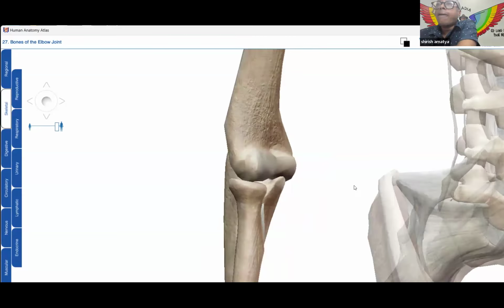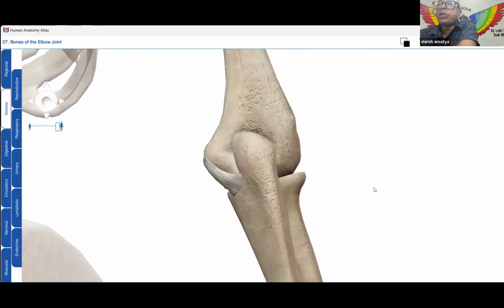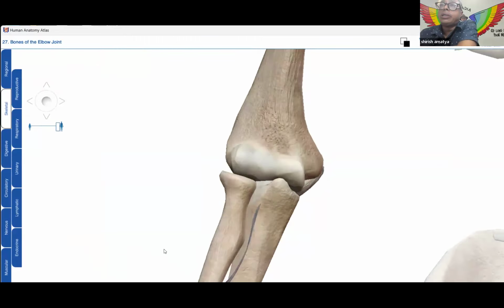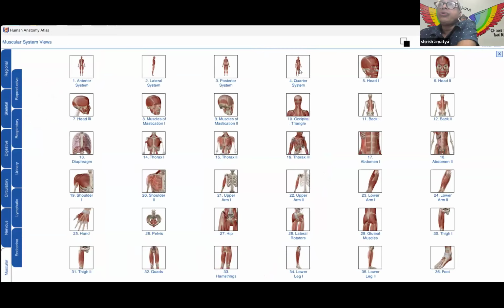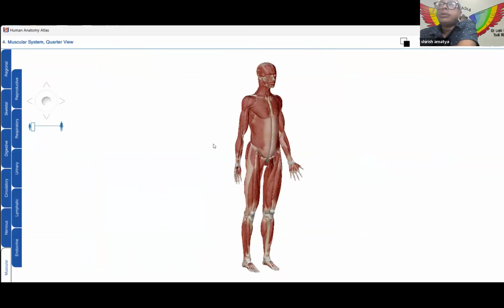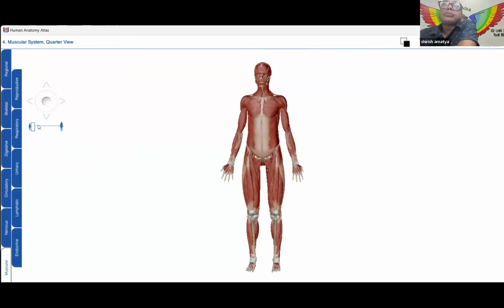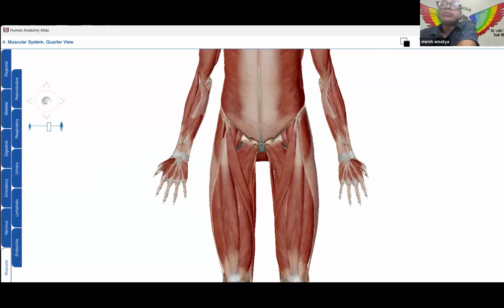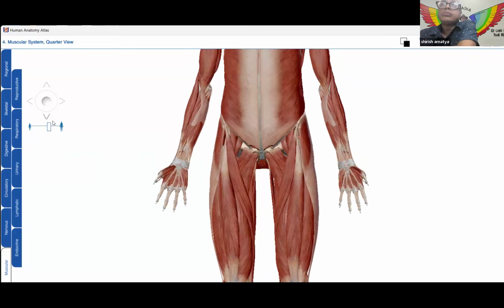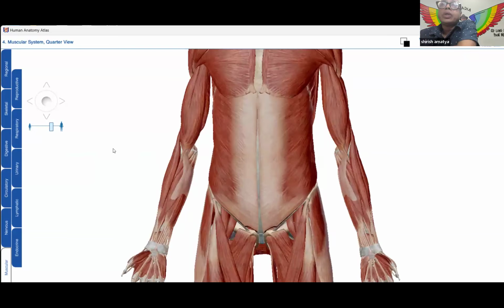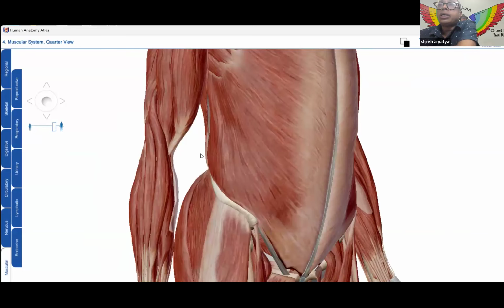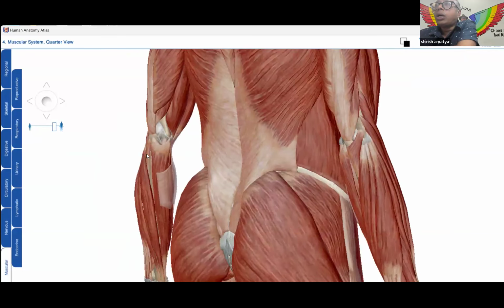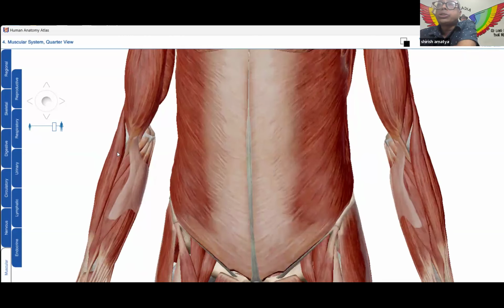Okay, and in the posterior aspect, let us put the muscles around here. So if you see the elbow, here this 3D anatomy is with the muscular structures around the elbow.